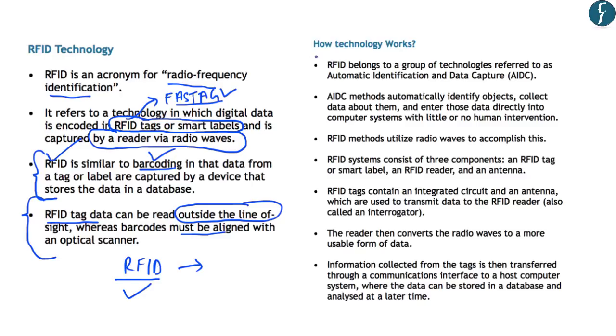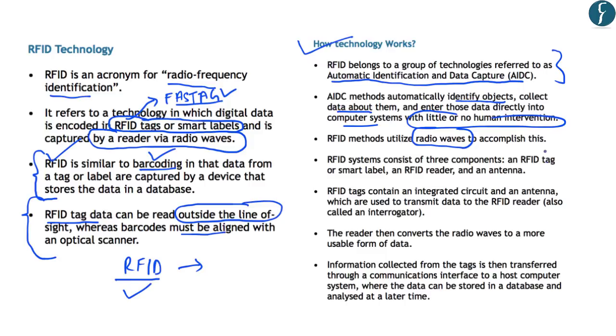So in this line, let's understand how this technology works. This technology belongs to a group of technology which is known as automatic identification and data capture technology. What this does is that it automatically identifies objects, collects data about them, and enters those data directly into computer systems with little human intervention. And which waves of the electromagnetic spectrum are used by the RFID? So this uses the radio waves.